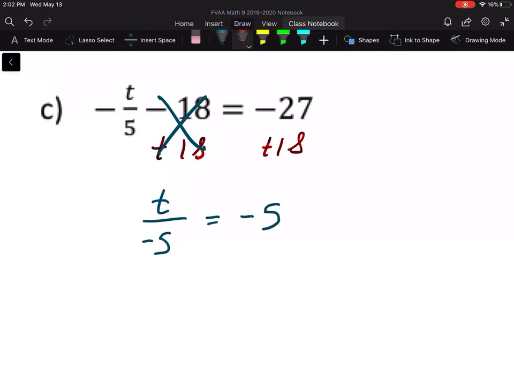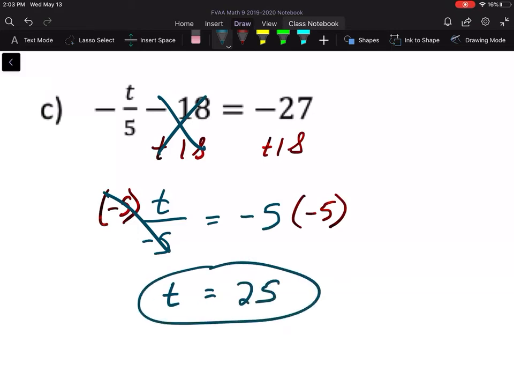All right. Now it's t divided by negative 5, so the opposite operation of division is multiplication, so I'm going to multiply negative 5 on both sides. Okay. Negative 5 divided by negative 5, or negative 5 over negative 5 is 1, and 1 times t is t, so they essentially cancel out. I end up with t. Negative 5 times negative 5 is positive 25, and that's the solution for that question.